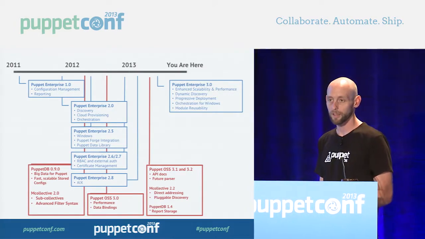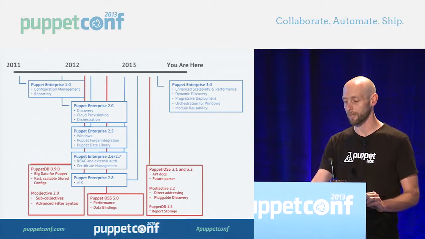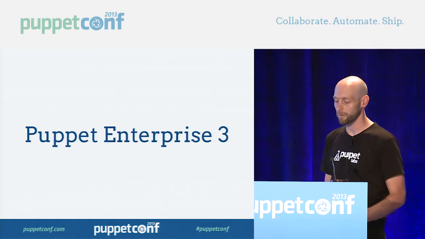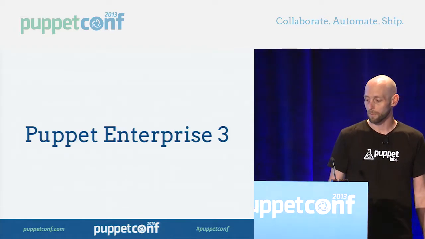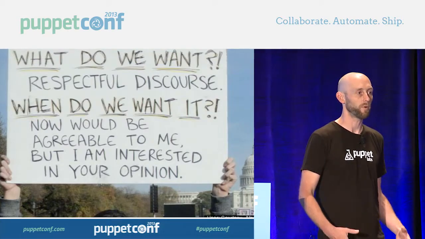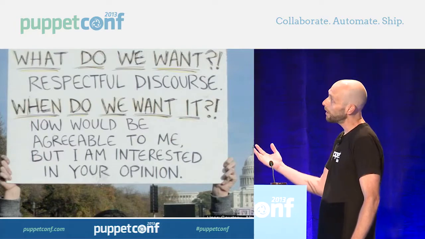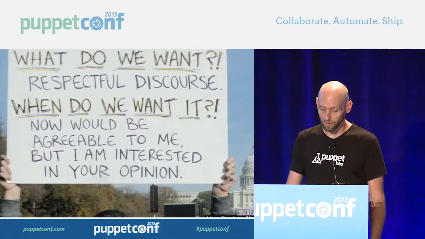So all that great innovation was out there in the world, but it was not actually shipping in a commercial product until Puppet Enterprise 3. So what do people want out of a new software release? What's the point of putting out new software, and what do we want? Like some respectful discourse.